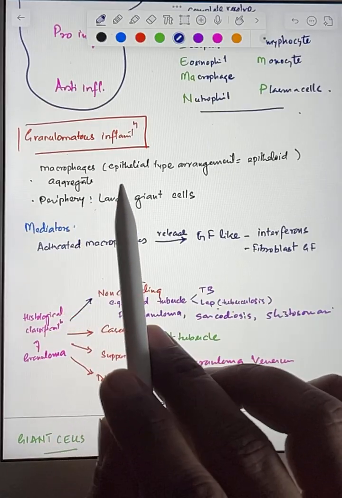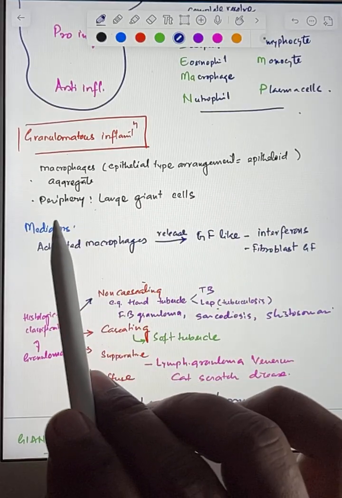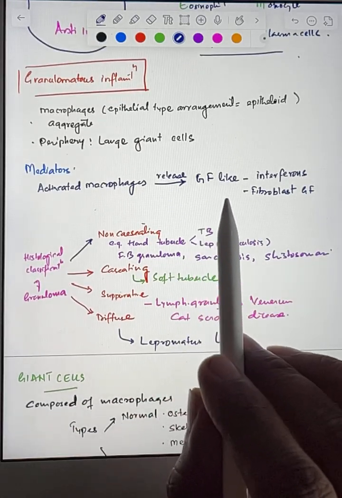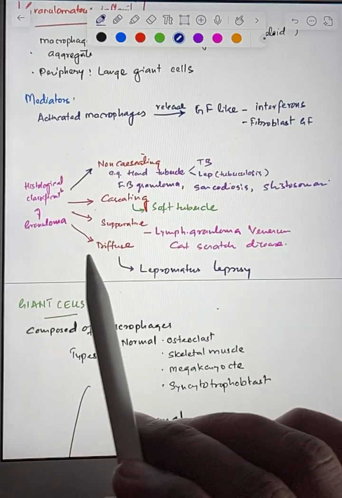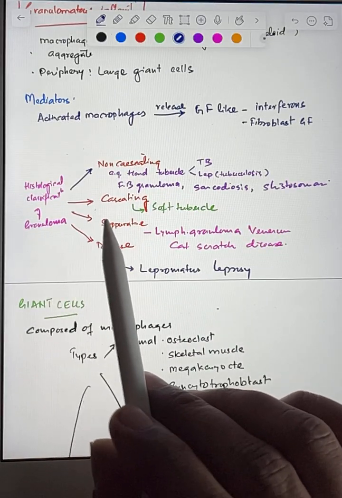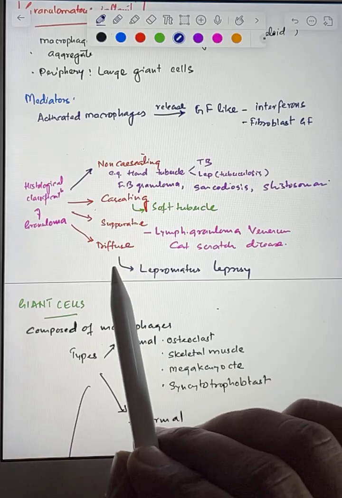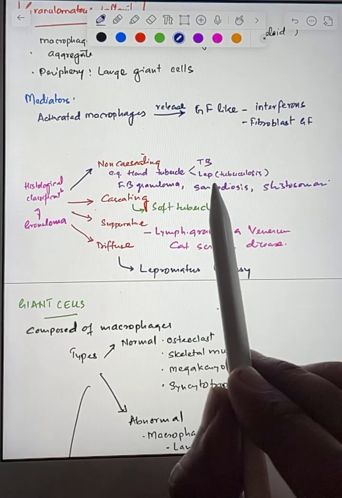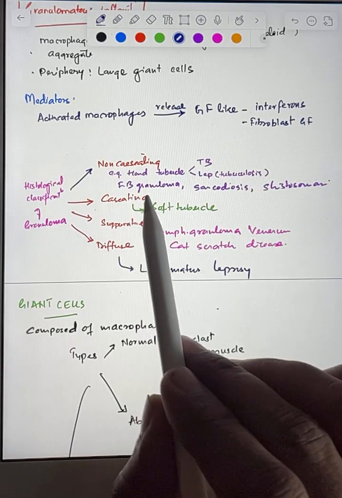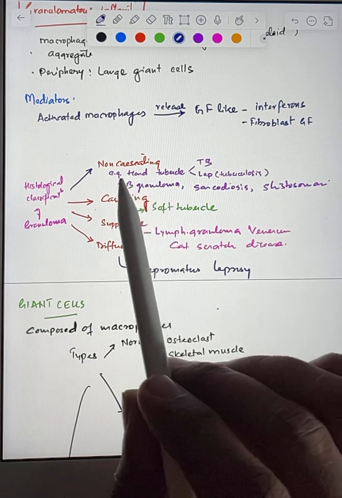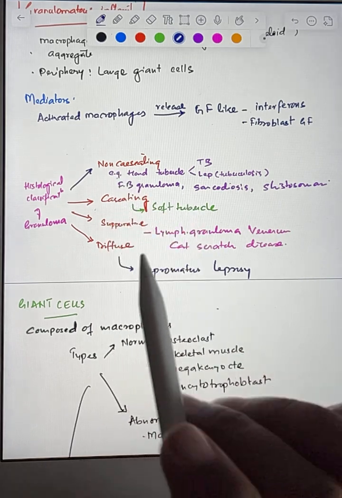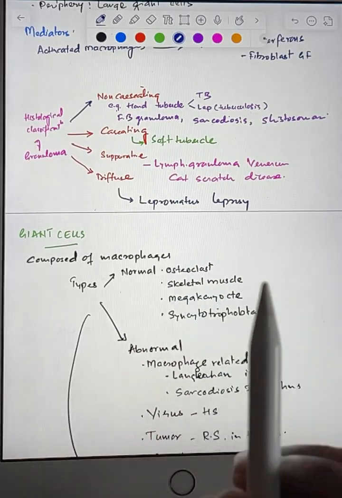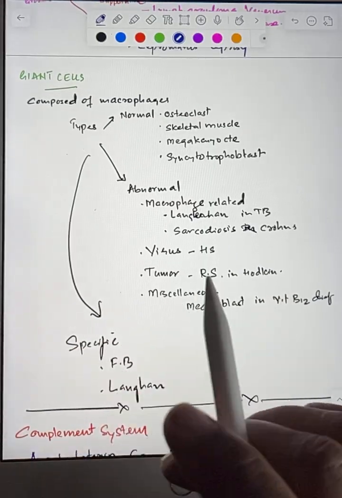Granulomatous inflammation: macrophages are mainly involved, in an epithelioid arrangement with peripheral large giant cells. Mediators: activated macrophages release growth factors like interferon and fibroblast factors. Histological classification of granuloma: non-caseating, caseating, suppurative, and diffuse. Non-caseating examples are tuberculoid leprosy, foreign body granuloma, sarcoidosis, and schistosomiasis. Caseating is seen in tuberculosis. Suppurative includes lymphogranuloma venereum and cat scratch disease. Diffuse is lepromatous leprosy.